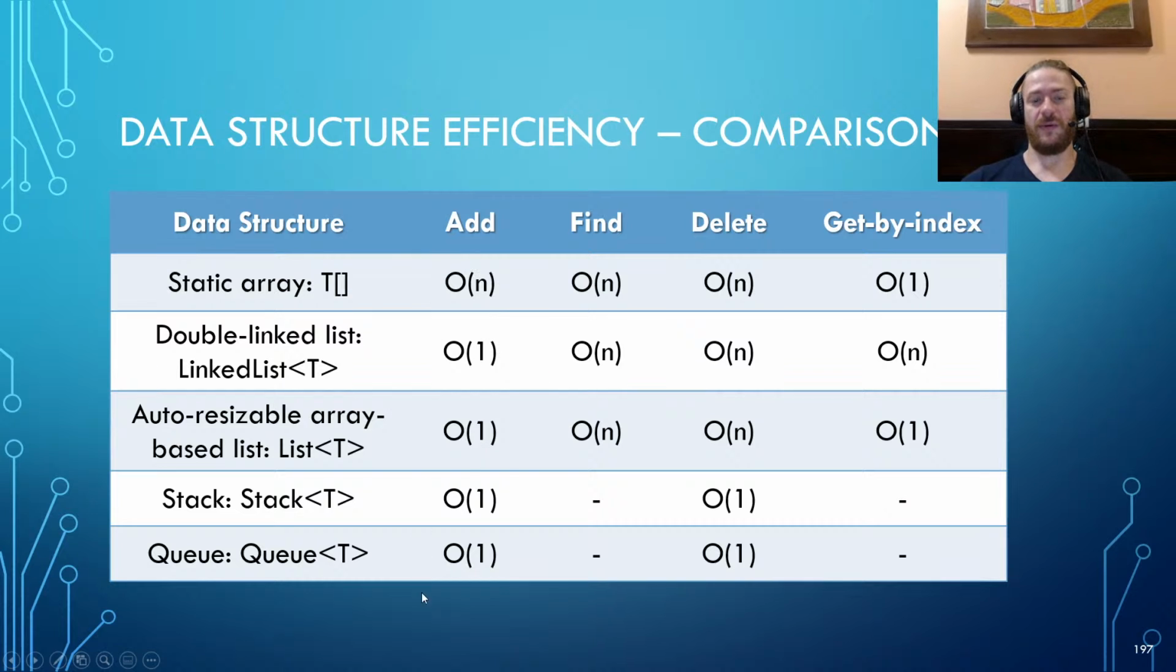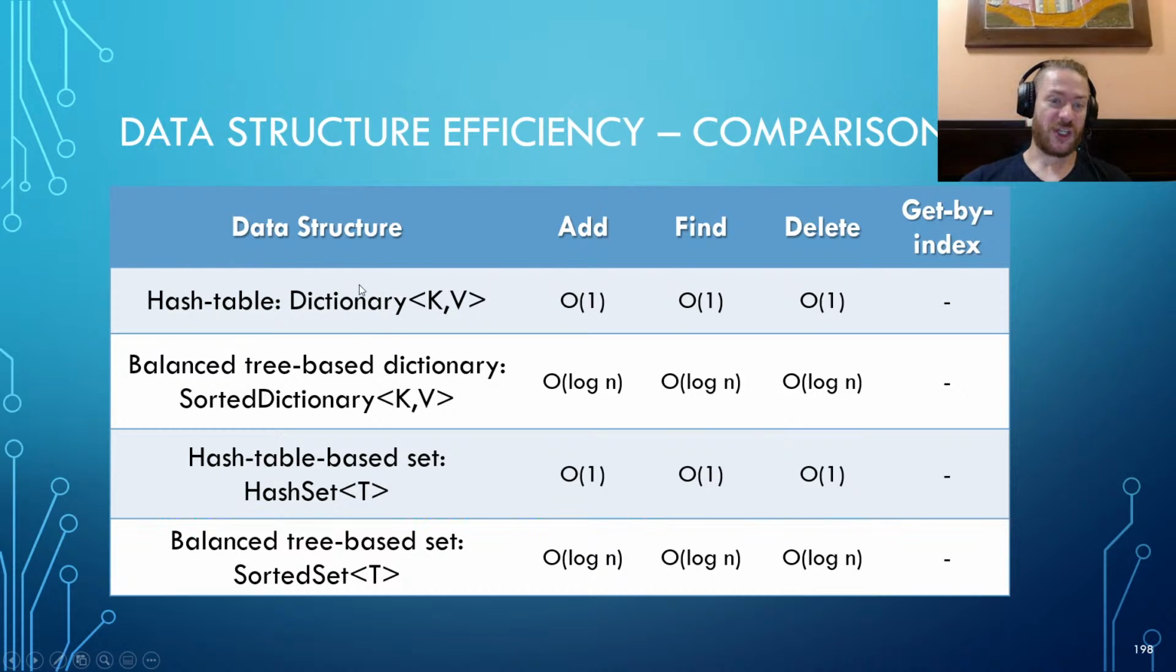Well, we need to know which data structures are fast for which operations. For example, stacks and queues are very fast for add and delete, but they don't have a find, they don't have a get by index, so they may not do the job. Static arrays have a slow add, a slow find, a slow delete, but very fast get by index. Double linked list, very fast add, but very slow everything else. Auto-resizable array, which is list of T, again very fast index, very fast add, but nothing else.